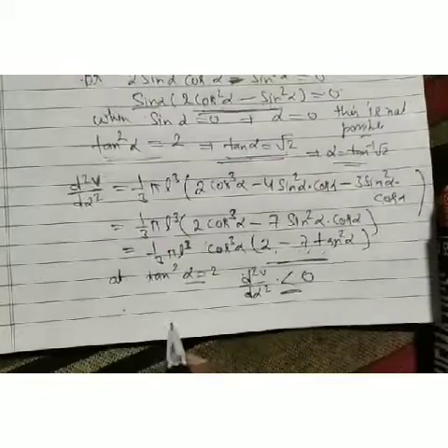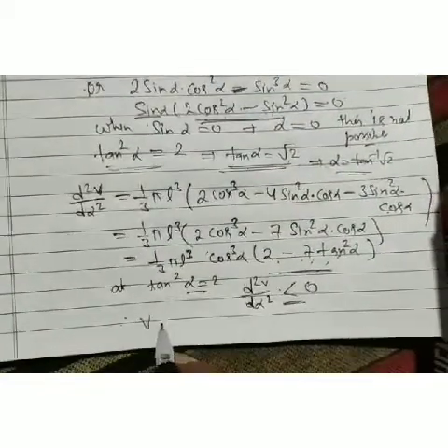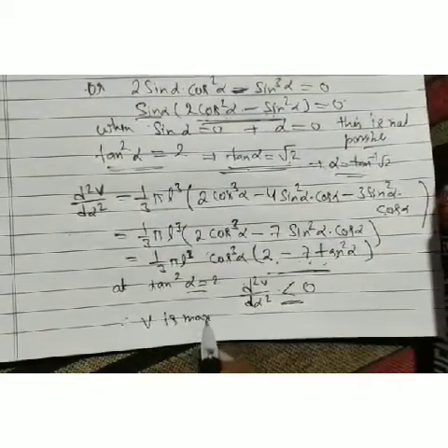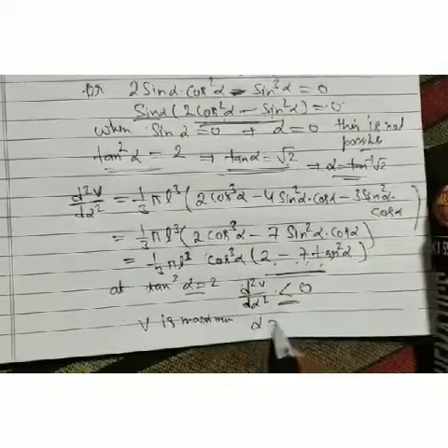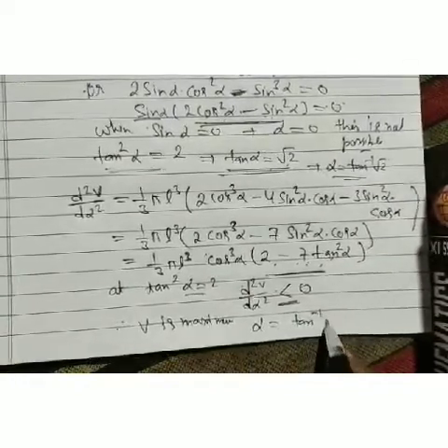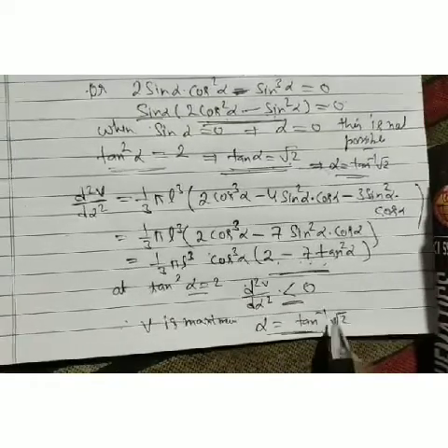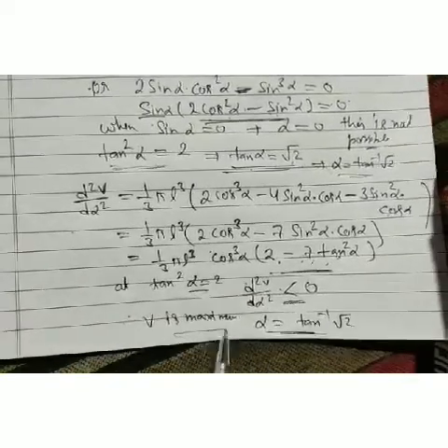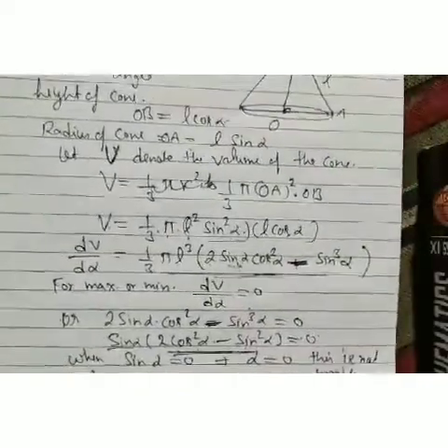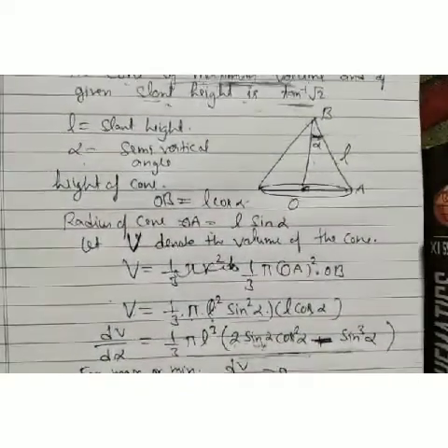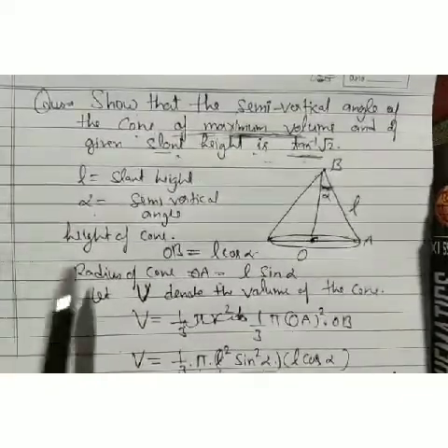Now at tan square α the second derivative is negative. Therefore our volume is maximum, and our semi-vertical angle is given by α equal to tan inverse root 2. This is our required result. Now we move to our next problem there.